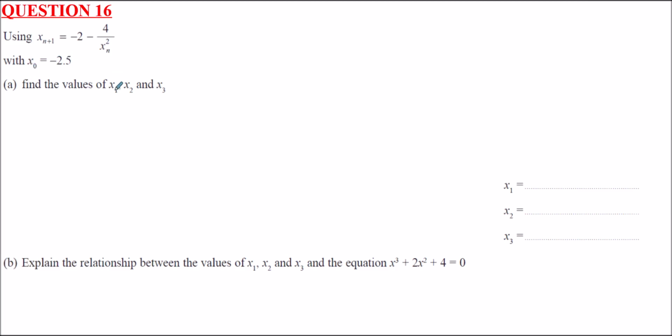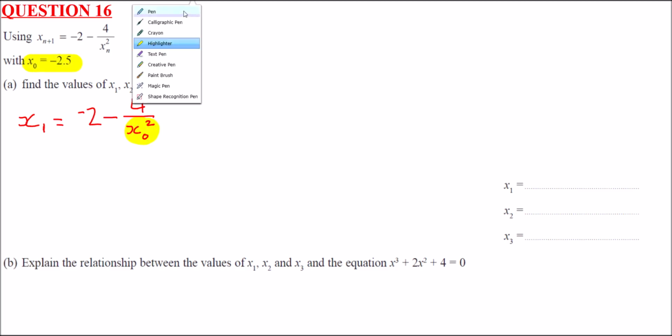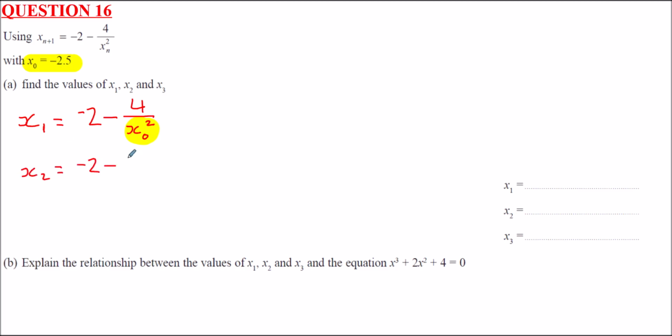So x0 is minus 2.5. x1 will therefore be minus 2 minus 4 divided by x0 squared. Okay, where x0 is minus 2.5. x2 will be minus 2 minus 4 divided by the previous value. 1 before 2 is x1 squared, and x3 is based off a previous value, x2. x3 is minus 2 minus 4 divided by the second value of x squared.